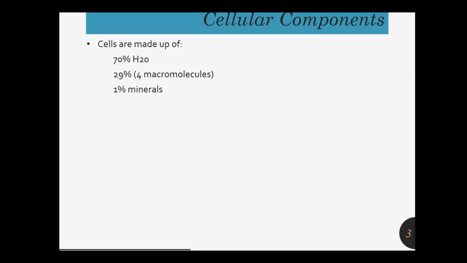Water is going to make up 70% of the cells that we're going to look at, but the other 29% of the cell are going to be those four major macromolecules. And if you remember what they are, they were carbohydrates, lipids, proteins, and nucleic acids. And then you have another 1% of minerals.